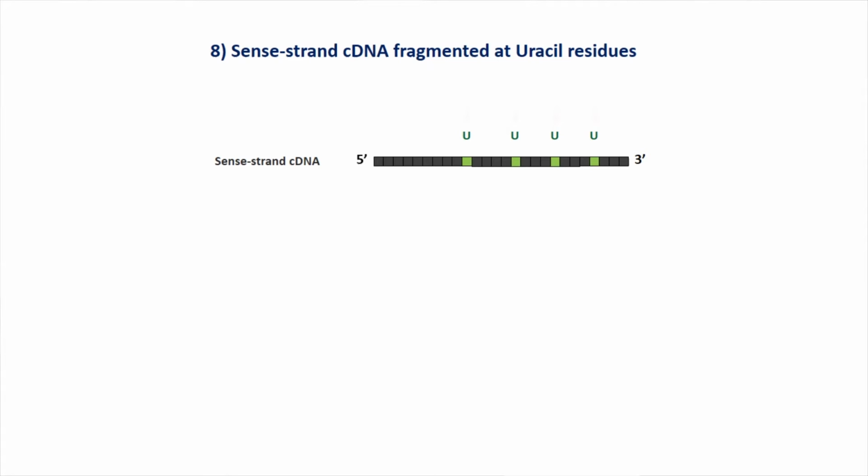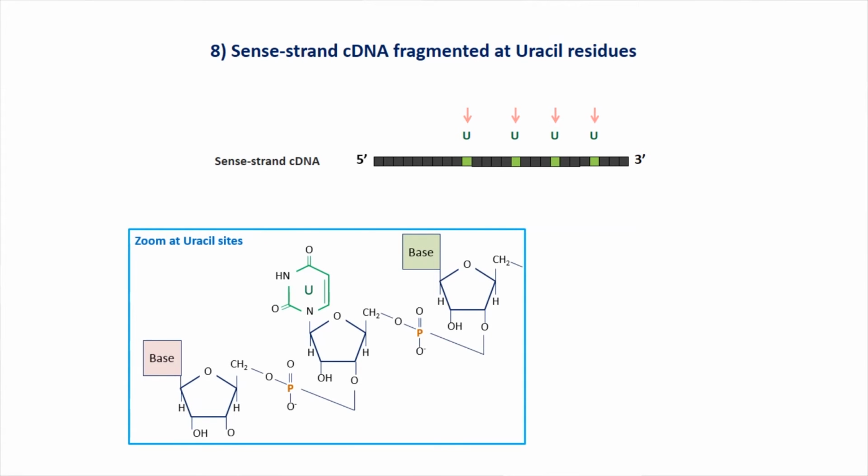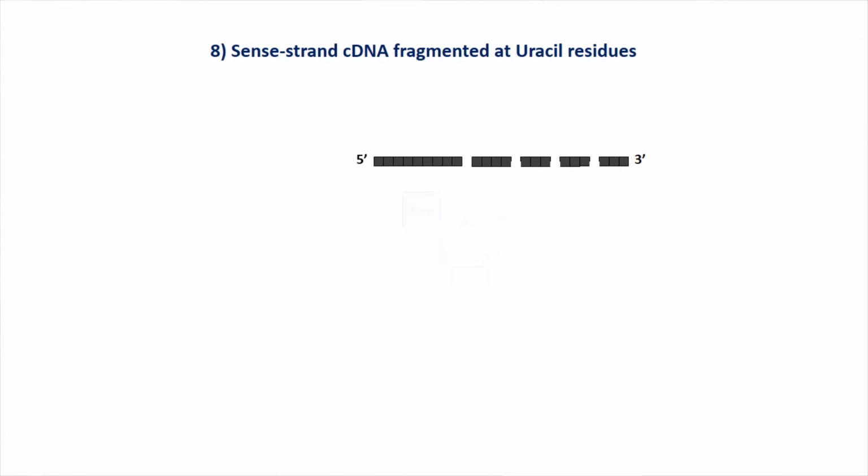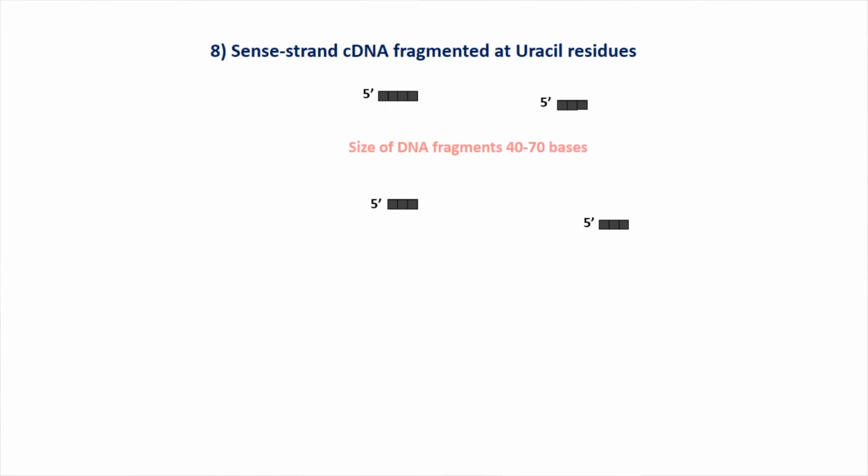As shown in the previous step, the single-strand DNA contains the unnatural uracil base. In this step, uracil DNA glycosylase, UDG, specifically removes the uracil residues from the single-strand DNA molecules. In the same reaction, apurinic/apyrimidinic endonuclease 1, APE1, cleaves the phosphodiester backbone at the abasic sites. The sizes of the DNA fragments are around 40 to 70 bases.